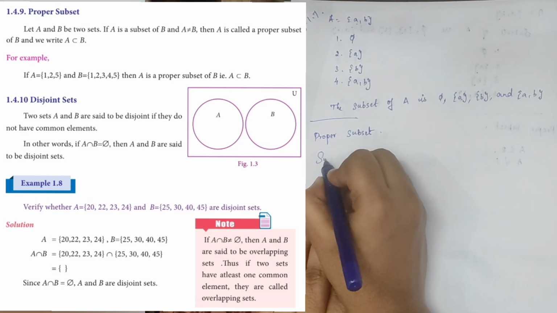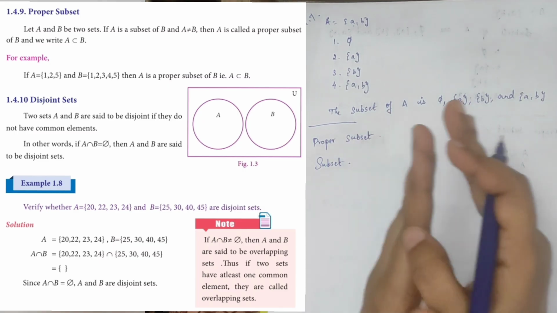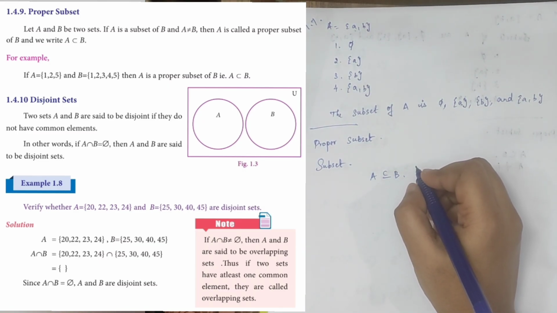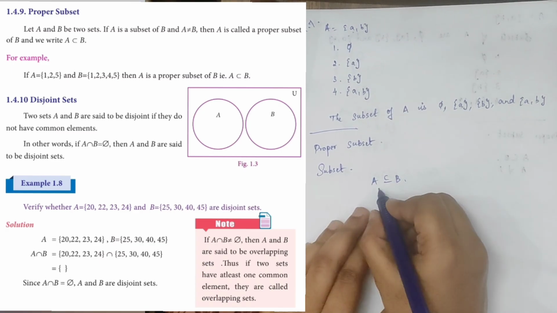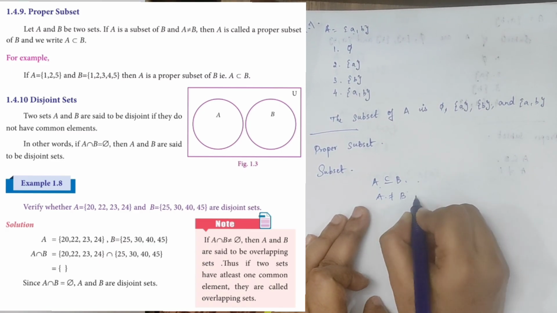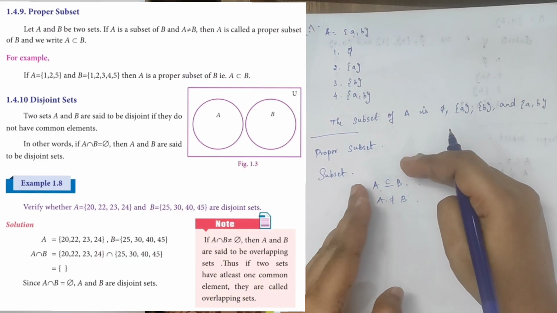So what is a subset? If all elements of A are in B, we say A is a subset of B. That's the subset, isn't it? So what is a proper subset? If A is a subset of B, and if A is not equal to B, then A is called the proper subset of B.